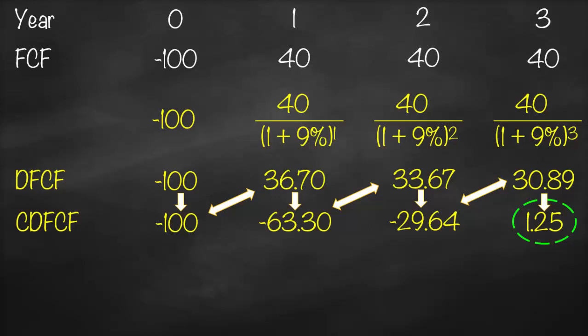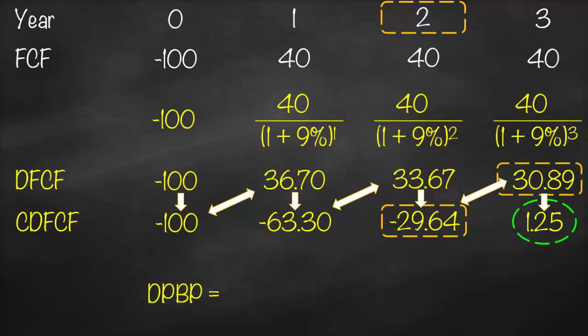So in order to calculate our discounted payback period, we need to know what our last negative cumulative discounted free cash flow is. It will be negative 29.64. At which year? Year 2. What will be our next discounted free cash flow? It's 30.89.